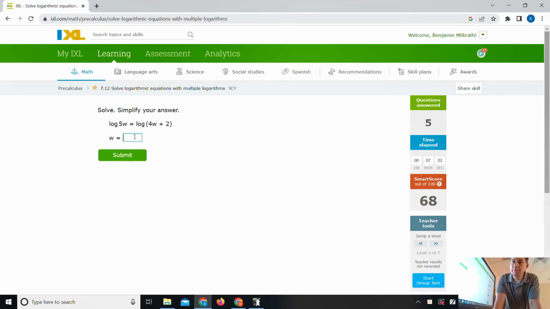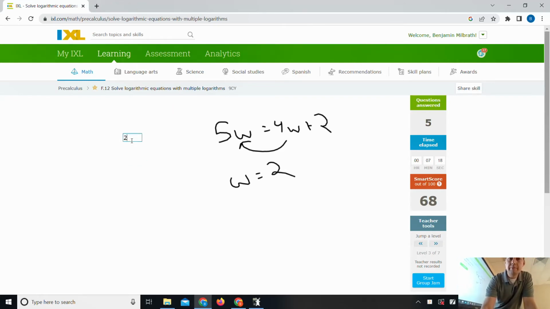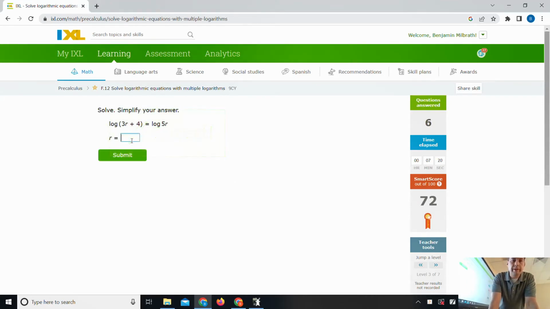Same blasted property. 5w got to equal 4w plus 2. Subtract your 4w. You'll have w as 2. Easy, easy, easy stuff. Correct, Milbrath. Same property again.